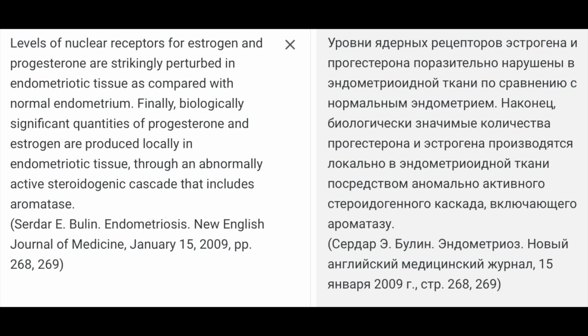Serdar E. Bulun. Endometriosis. New England Journal of Medicine, January 15, 2009, pp. 268, 269.